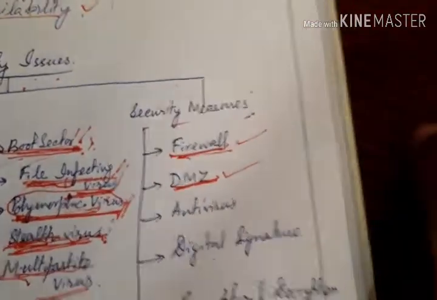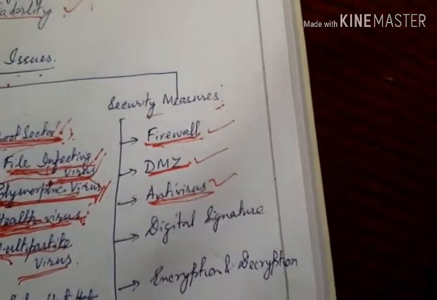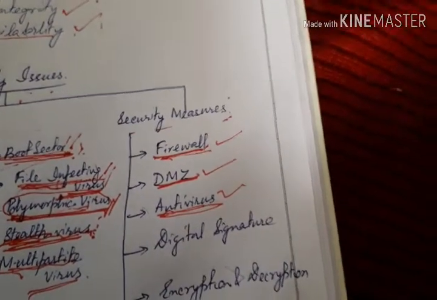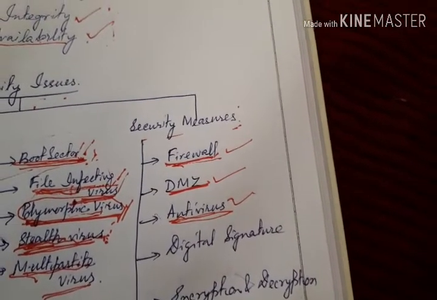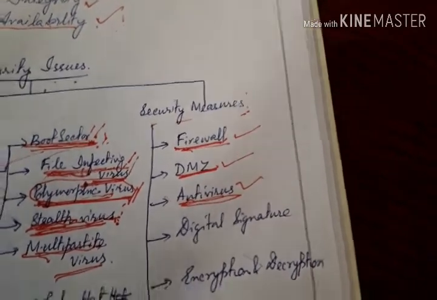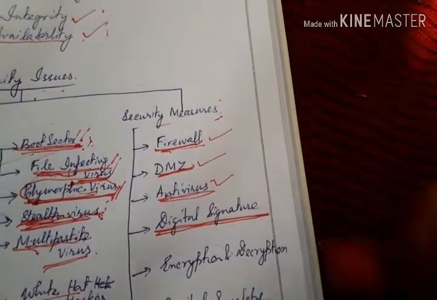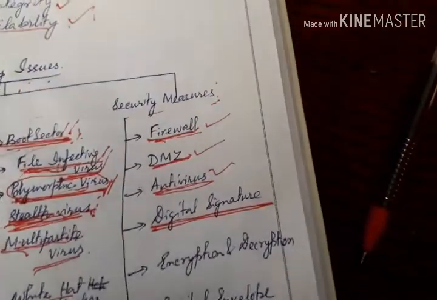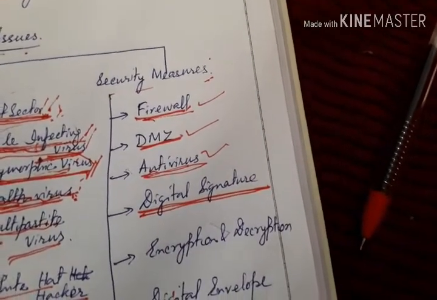Next one, we are very familiar with the term antivirus. What is antivirus? It is also a program, or a set of programs. It is given to the computer so that when a virus comes from the outside, it detects and destroys it. Next one, digital signature. It creates an authentication. By using that, we can recognize which information is authentic or which is not.